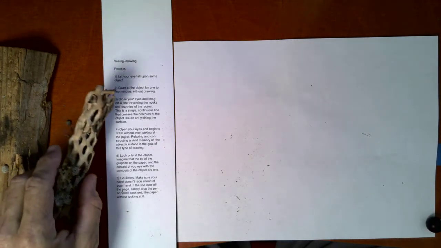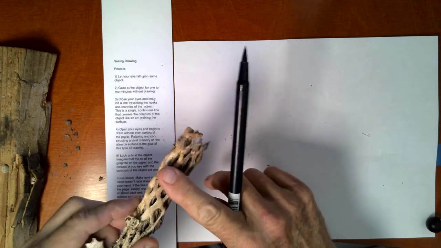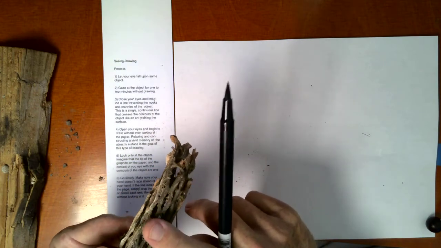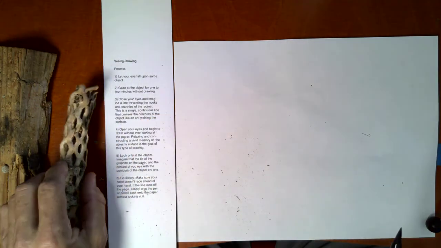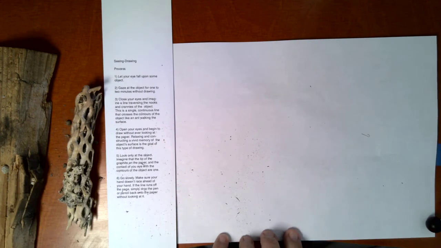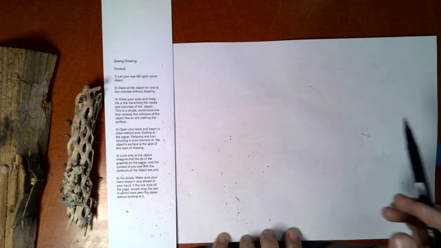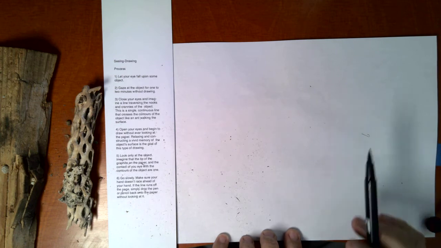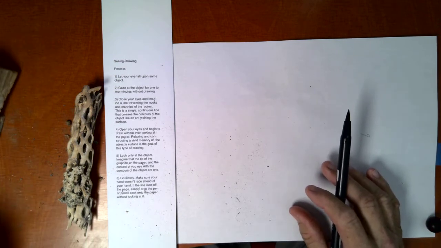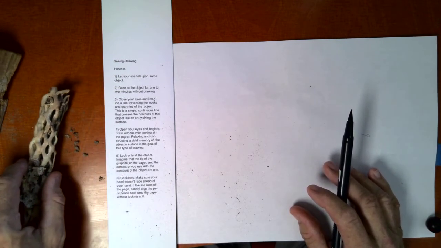So first I'm just going to touch this object. It's got a lot of different things. It has hollowness. And now let's just dive into this. Step one is let your eye fall upon some object. So I'm right-handed, my paper's to the right. I'm going to separate the object from the paper a fair bit.